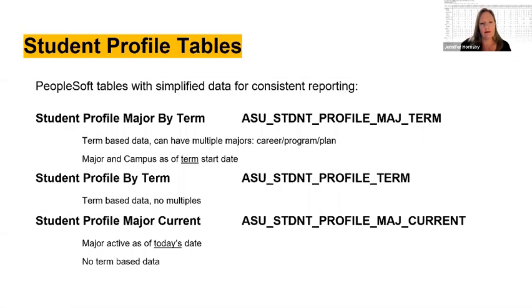So I'm displaying on my presentation the names of the tables. The first one is the student profile major by term, and the table name is the name that has the underscores in it. The student profile major by term table has term-based data, including whether the student is registered or not, or as I was saying, their academic level or their other term statistics that aggregate by term.